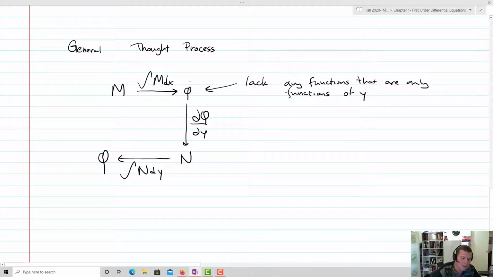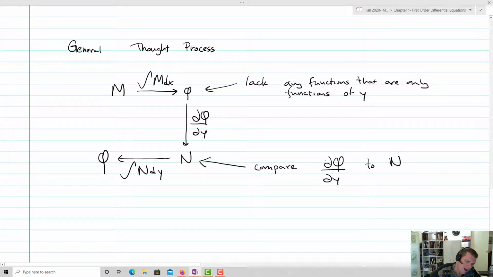So what we need to do is take that derivative with respect to y, and at the end stage make a comparison. We compare the dphi/dy that we got from our earlier step to N. Once we do that, that gives us all of our functions of y. Then we can take the integral with respect to y, and we end up back at phi.